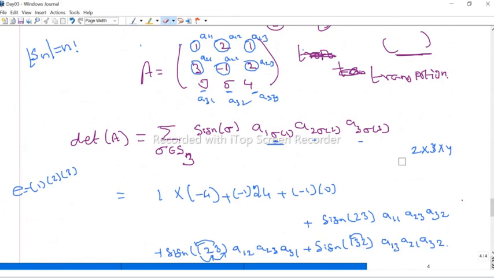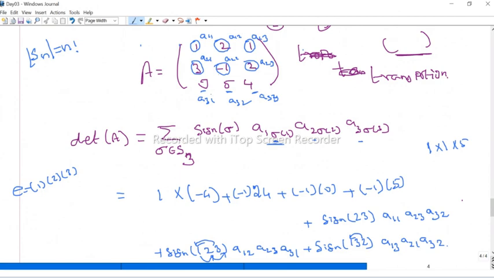Now this term, again sign of 2 3. The permutation is an odd permutation, therefore the sign is minus 1. And the value of A11 is 1, A23 value is 1, A32 value is 5. Therefore 1 into 5 is 5, so minus 5. Okay, we did this part.